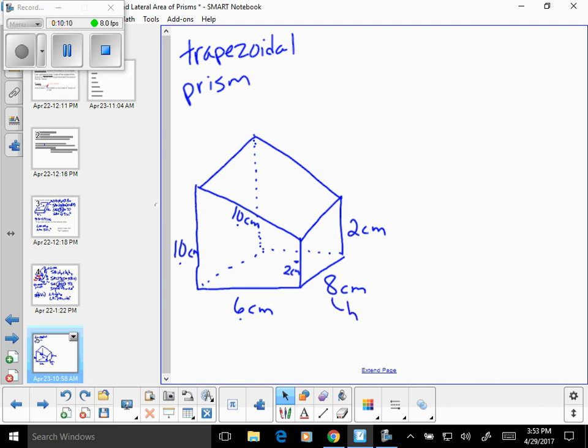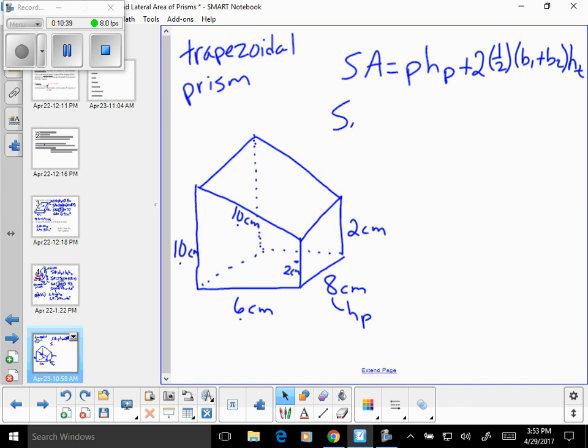This is really the height of the whole prism. Our surface area formula says we still need to take the perimeter times the height of the prism. Now, we want to take 2 times the area of the base. This is where we are going to use that formula, 1/2 times b1 plus b2 times the height of the trapezoid.